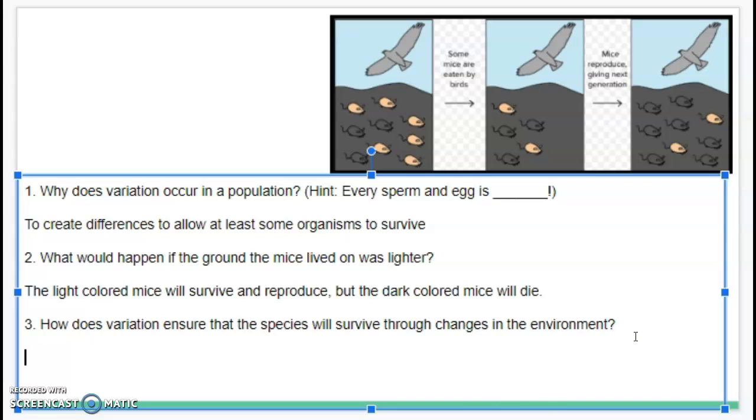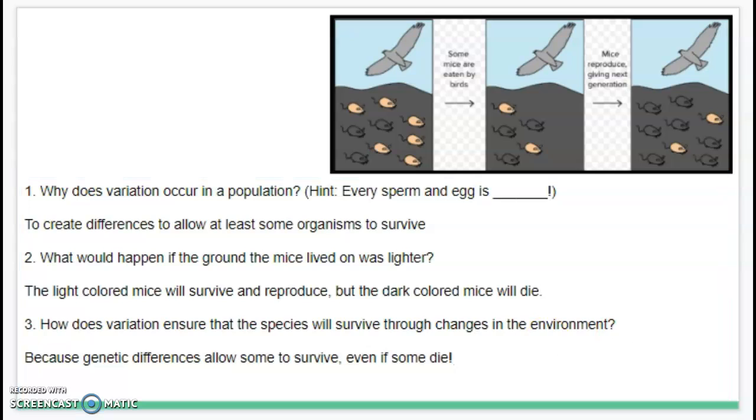Okay? And then how does variation ensure that the species will survive through change in the environment? Because genetic differences allow some to survive even if some die. Okay? So again, both sexual and asexual reproduction have advantages and disadvantages. The main advantage of sexual reproduction is that they produce a lot of genetic variation to allow some organisms to survive if the environment changes.